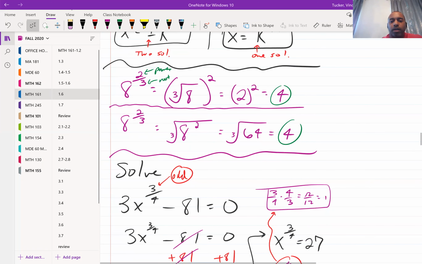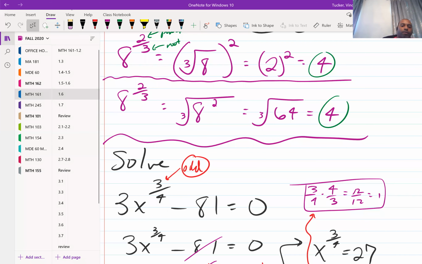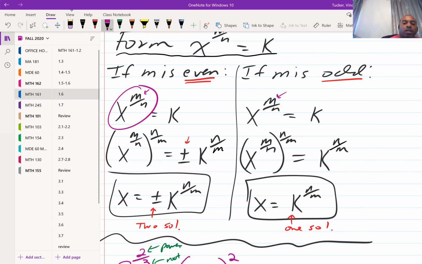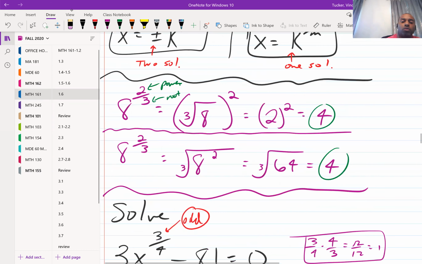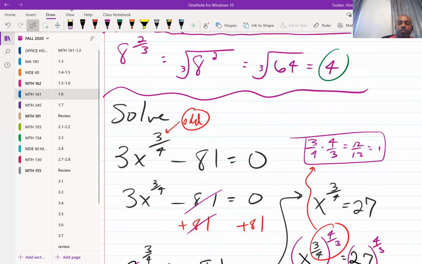All right, so let's look at a problem with this going on. Here we have 3x to the 3/4 power minus 81 equal to 0. If we're going to use the principle that we just finished talking about, notice that whatever was being applied to by the exponent that's a fraction is on one side by itself. So I need to isolate x to the 3/4. I add 81 to both sides.